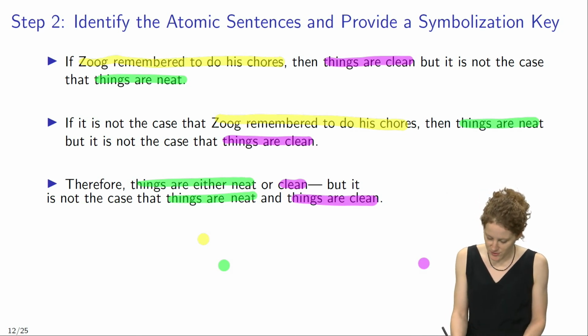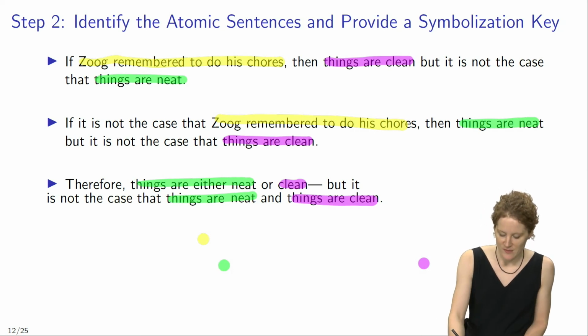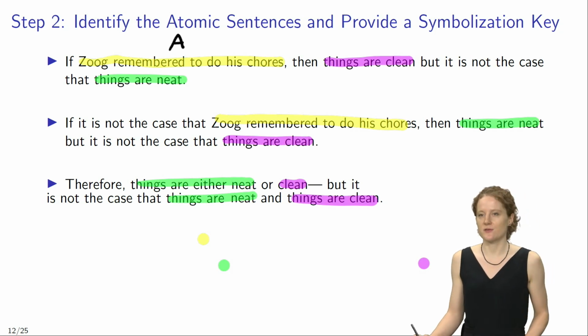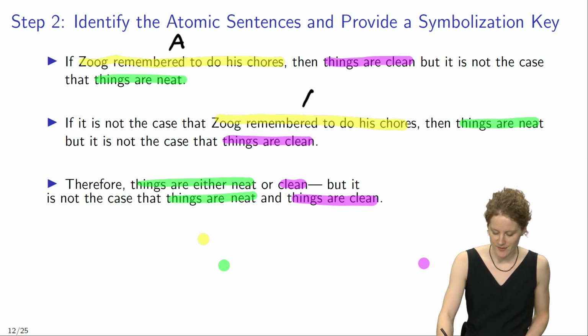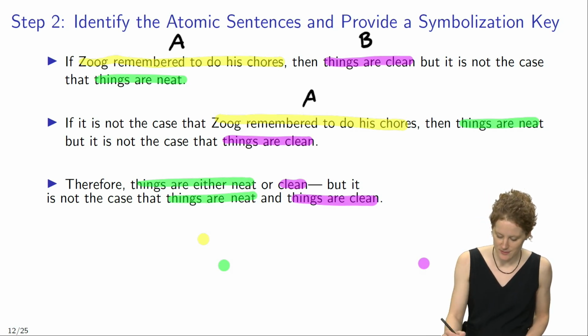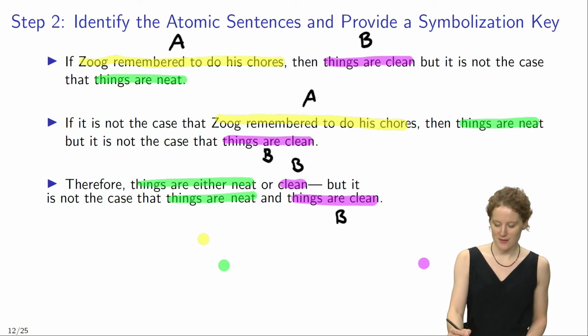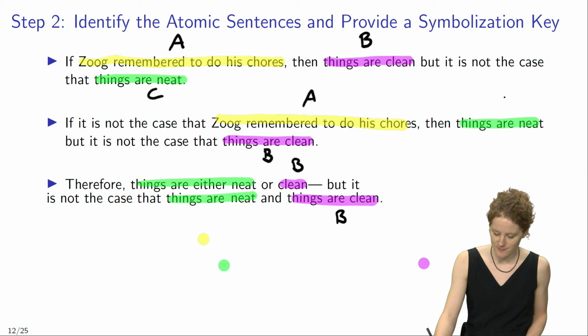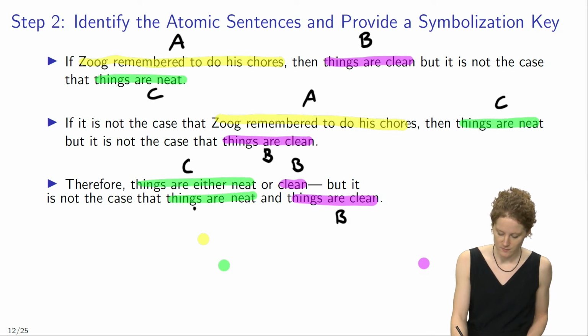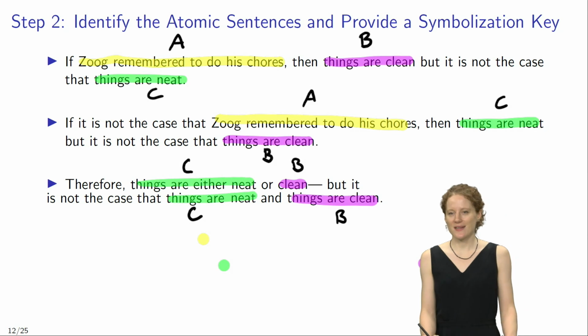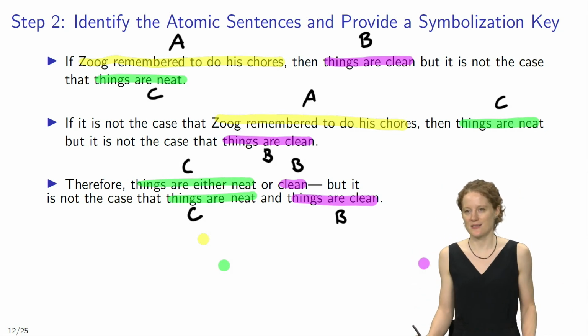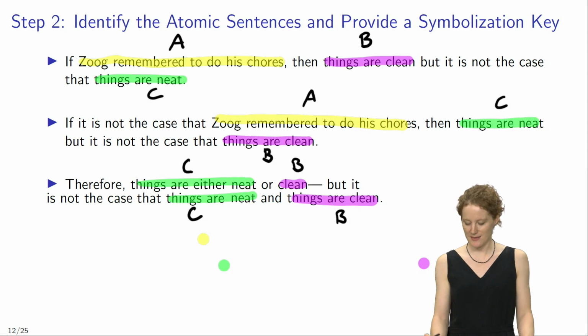Next, we are going to introduce a symbolization key to represent these atomic sentences. I'm going to represent the sentence, Zug remembered to do his chores, by means of the capital letter A. And I'm going to symbolize the sentence, things are clean, by means of the capital letter B. And I'm going to represent the sentence, things are neat, by means of the capital letter C. Okay. That is our symbolization key. 3 atomic sentences, 3 capital letters to represent these sentences.